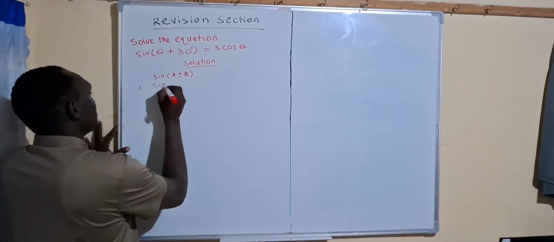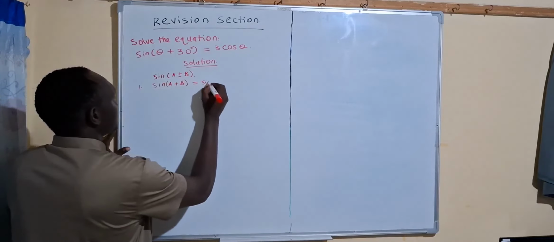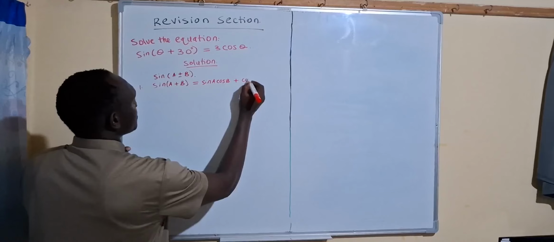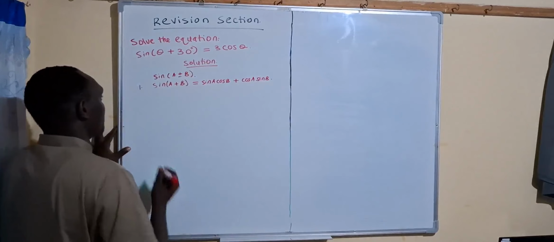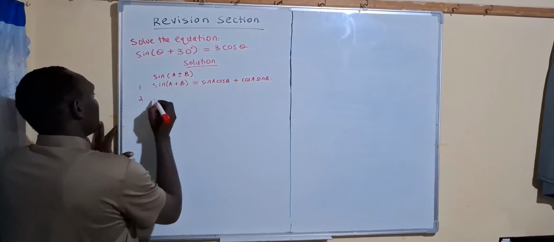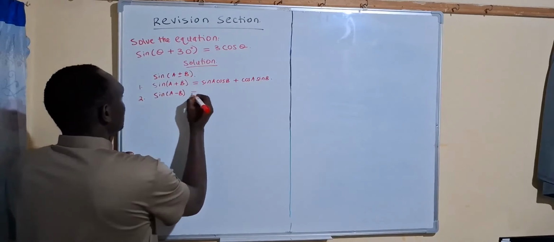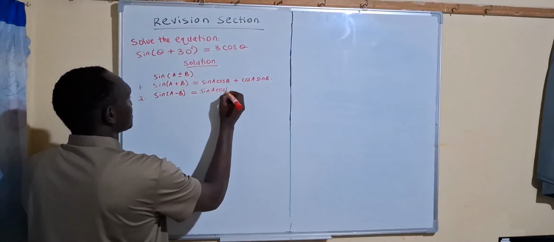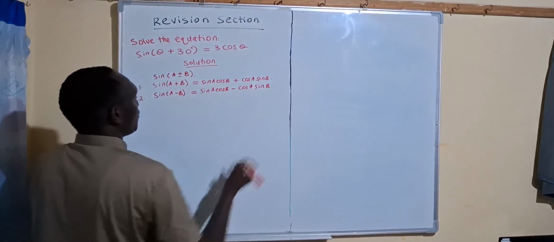Sine of A plus B is the same as sine of A cos of B plus cos of A sine of B. Also, for the minus part, we shall have sine of A minus B is the same as sine of A cos of B minus cos of A sine of B.